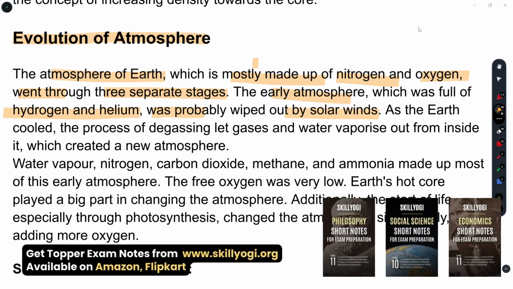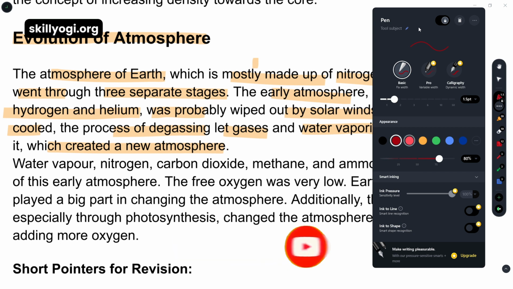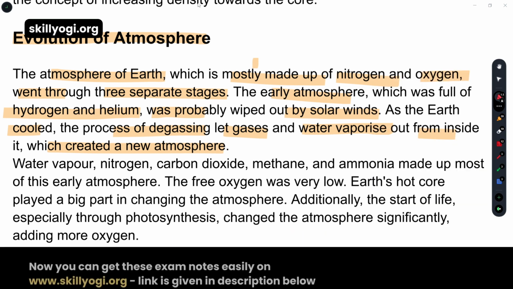As the Earth cooled, the process of degassing let gases and water vapor out from inside it, which created a new atmosphere. That's how the atmosphere was created. There were three stages, one by one. If I write down the stages, you can understand them better.